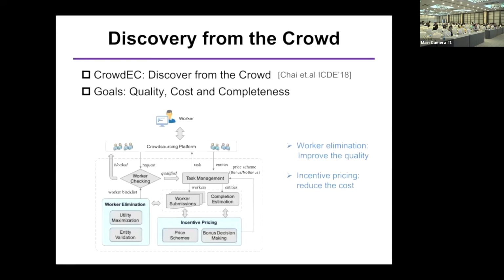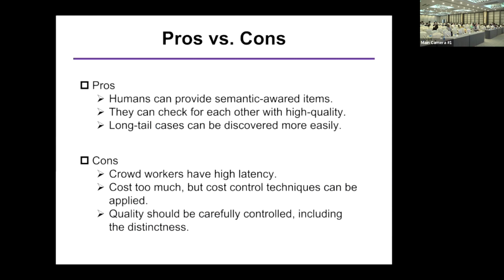The quality means that we should discover items belonging to the domain. For example, if we want to collect NBA players, and one provides a soccer player, it is wrong. And also, we hope the workers provide distinct entities. Because if many workers provide duplicate entities, we still have to pay them, but it is wasteful. So there are two models. One is worker elimination, which eliminates low-quality workers to improve the quality, and the other one is incentive pricing. We provide a bonus to encourage workers to provide distinct entities to reduce the cost.